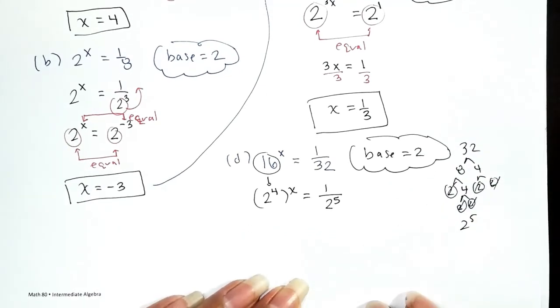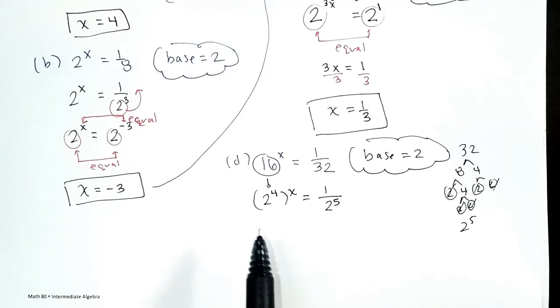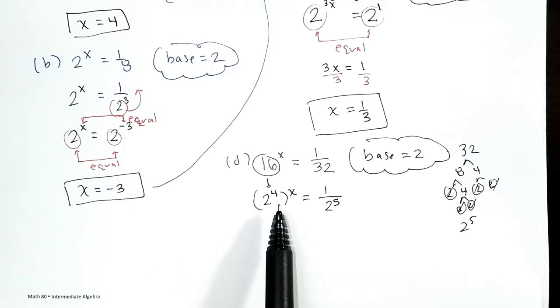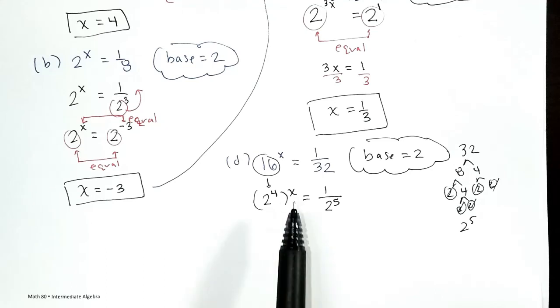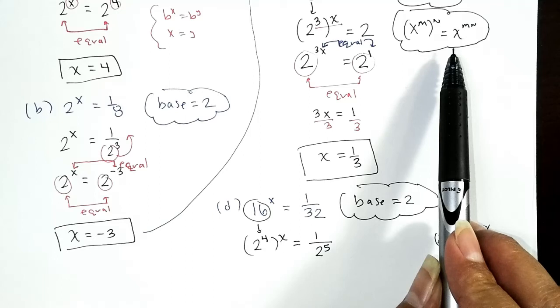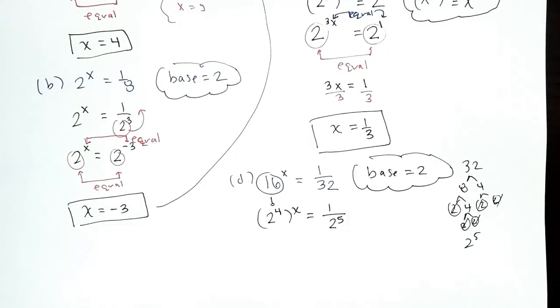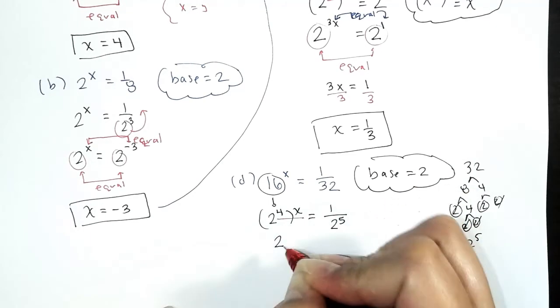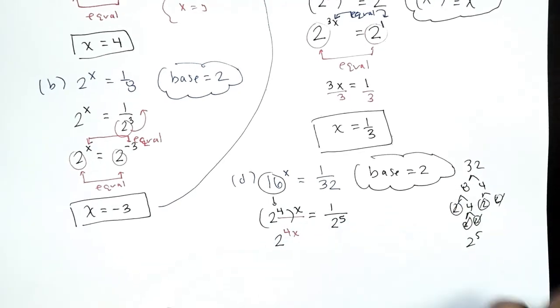Alright, cool. So we have the 2's on the left, 2's on the right, but it's not quite base 2 on each side. So on the left side, let's use the power rule for exponents to raise the left side to the x power. Gentle reminder, how do we handle the power rule? We keep the base and multiply the exponents. So we keep the base of 2, and multiply the exponents. That will give us 4 times x.